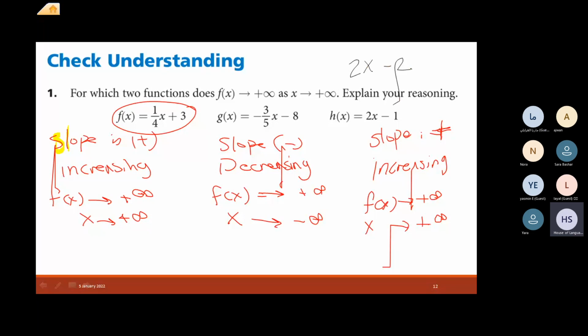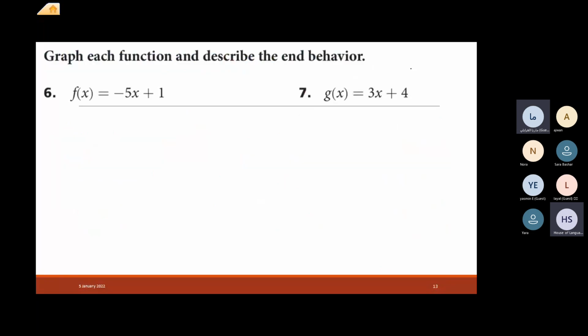You have 2x minus 2. Where is the coefficient of x? The coefficient of x is 2. So this is the slope. You need to decide, is it positive or negative? Only the coefficient of x is going to be the slope? Yes. Okay, teacher, thank you.